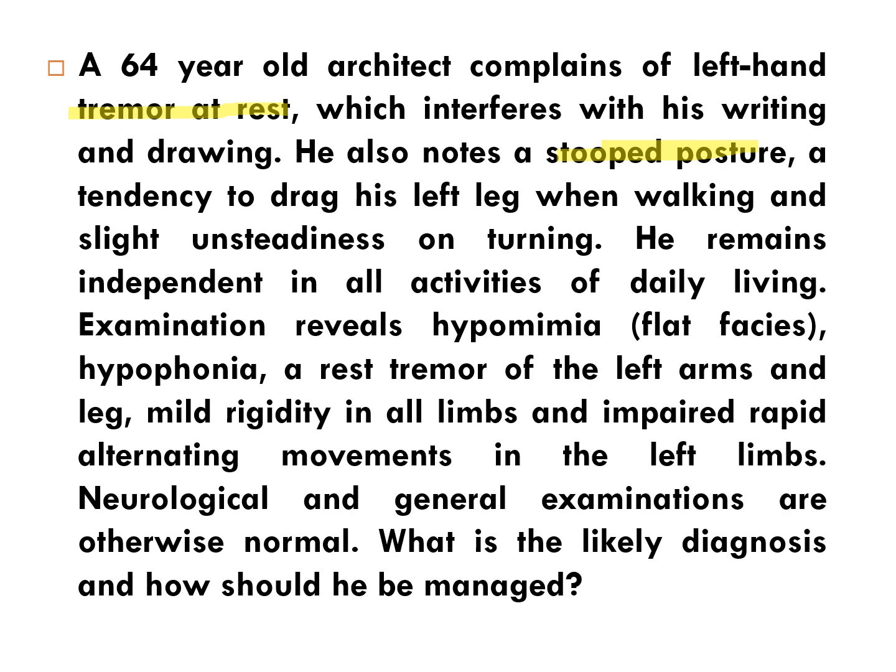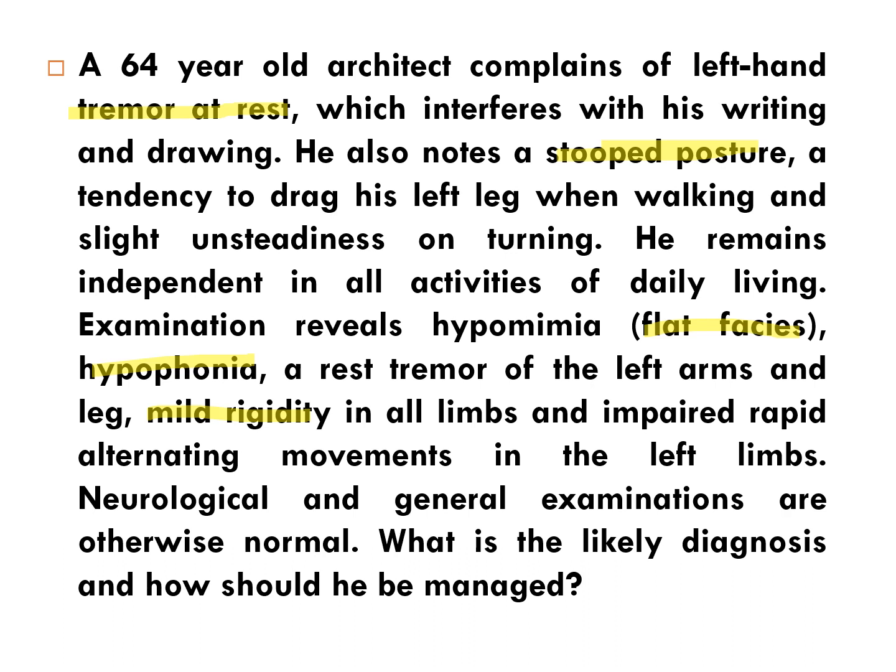Examination reveals flat facies, hypophonia, a resting tremor, and mild rigidity in all the limbs, and impaired rapid alternating movements in the left limb. Neurological and general examinations are otherwise normal. What is the likely diagnosis and how should he be managed?